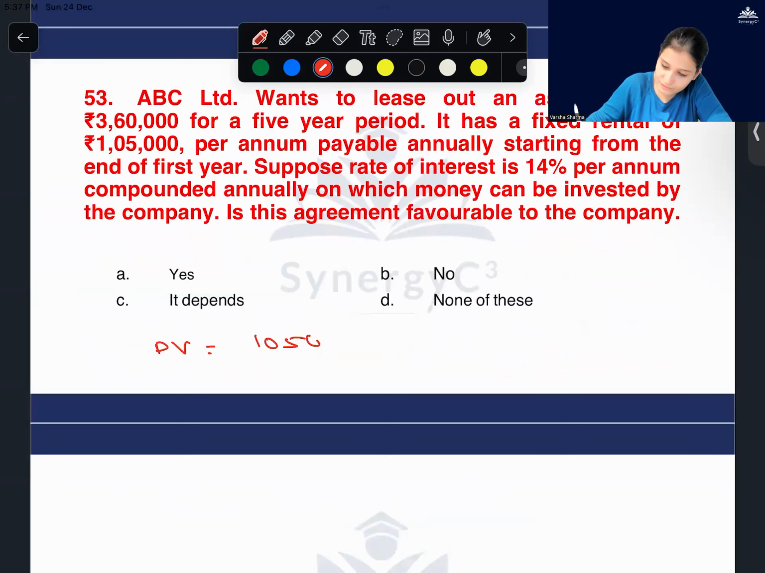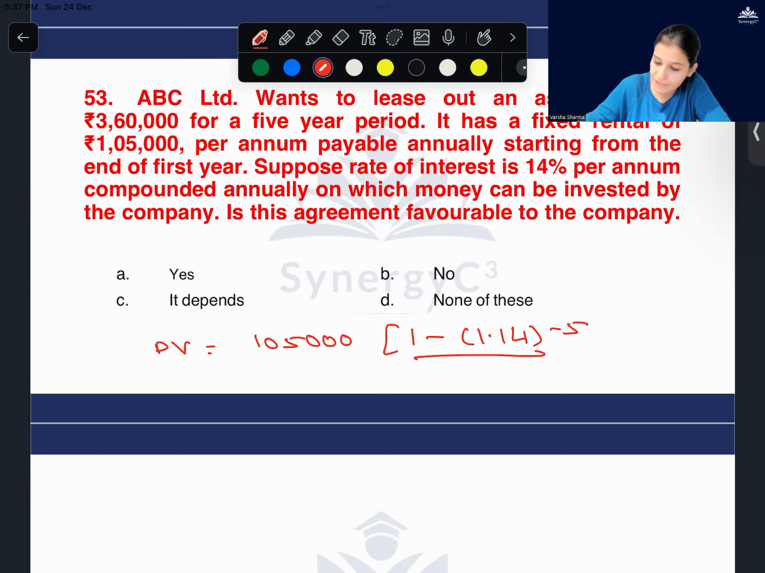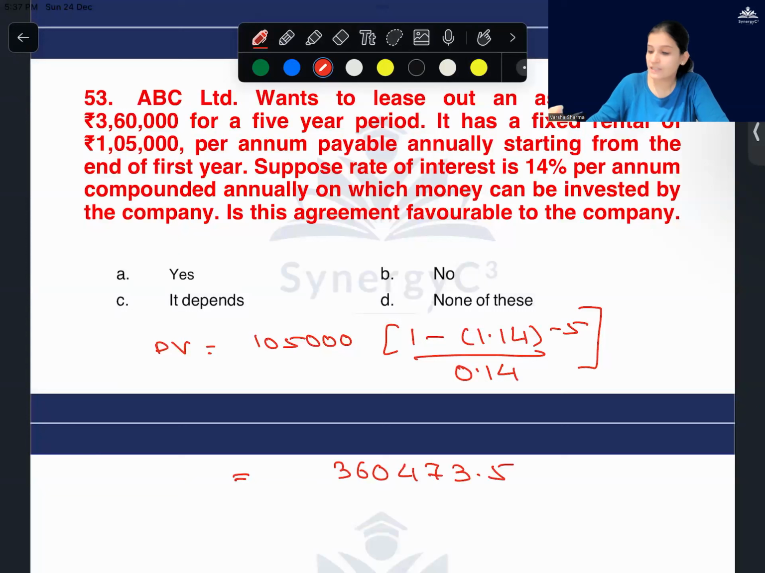So first let me find out the present value. 1 lakh 5,000 times 1 minus 1.14 to the power minus 5 upon 0.14. So this is 360473.5. Yes? Easy. This is greater than 3 lakh 60,000. That means it is favorable for the company to give it on rent.